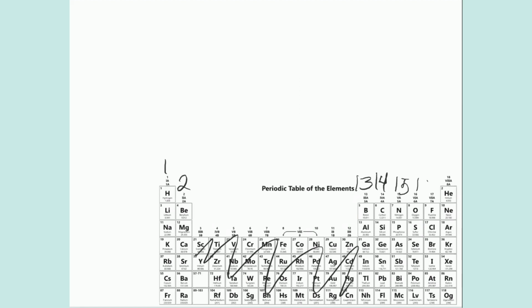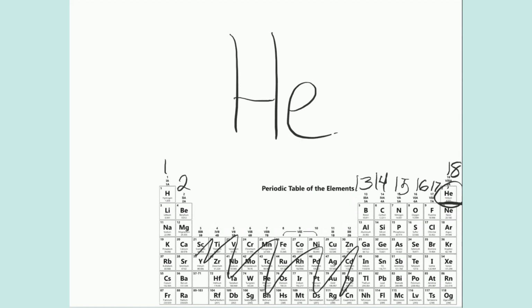I do want to point out one exception. The only exception is helium here. Although it is in group 18, because it is in the top row and it only has 2 electrons, its Lewis dot diagram will look like this. If we remember from drawing Bohr models, we know that helium is happy with 2 electrons because the outermost shell is happy with 2.